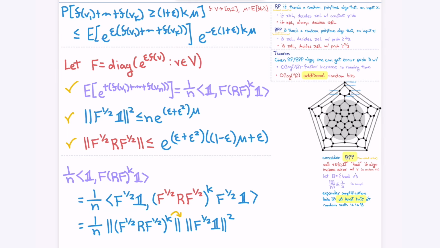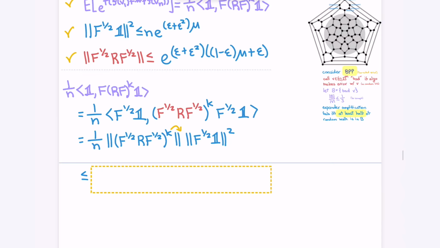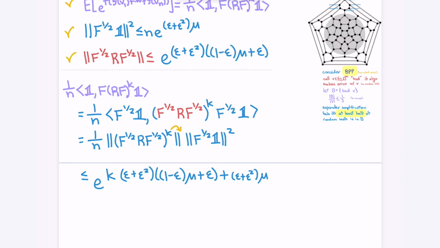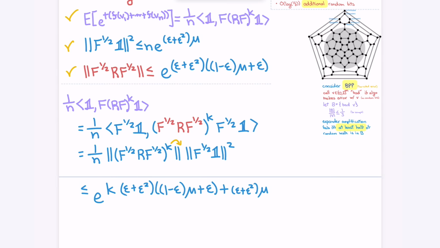Okay, so you get something like this. The largest eigenvalue of f^{1/2} R f^{1/2}, raised to the k, times the magnitude of f^{1/2} times ones. You can of course pull the k outside. And okay, so this thing is at most, once you plug everything in.